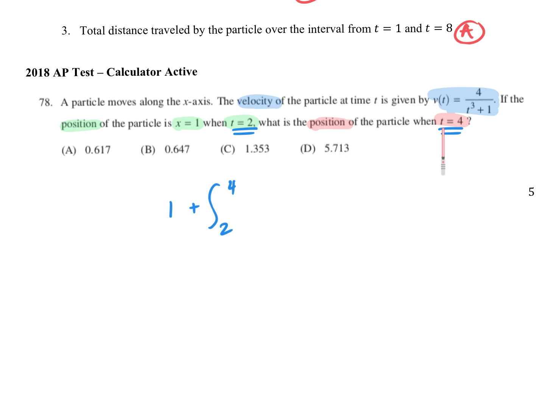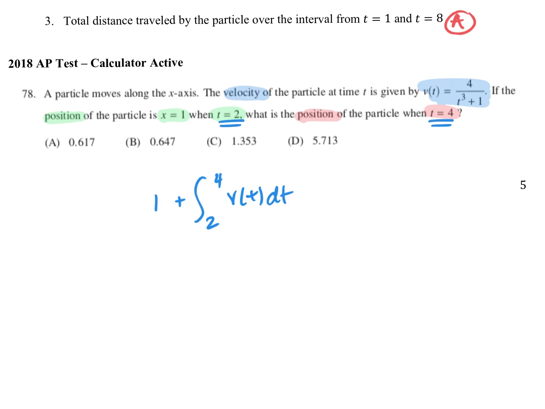And they want to know, all right, well, where are we going to end at 4? What am I going to put right here? That t cubed. That v of t thing. So you guys, let's go plug that into our calc. Let's see if we can handle that, if we can all get the right answer. You got 1.353? I also got 1.353.